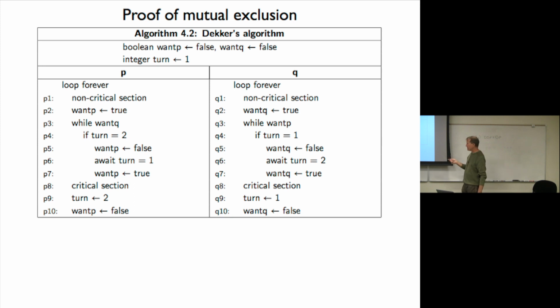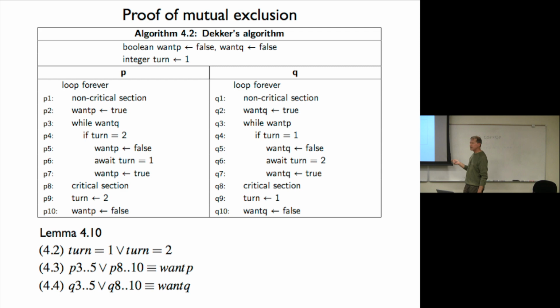It's based on what our author numbers Lemma 4.10. And here is his lemma. It has three parts to it, 4.2, 4.3, and 4.4. The first part is turn equals 1 or turn equals 2.